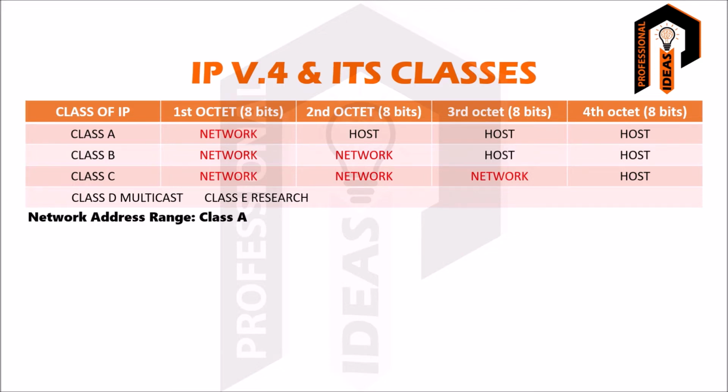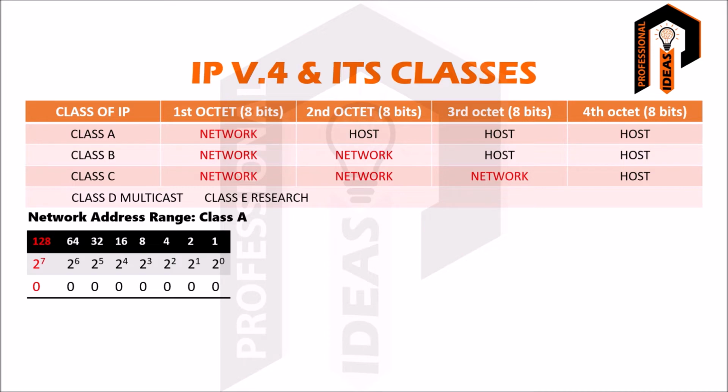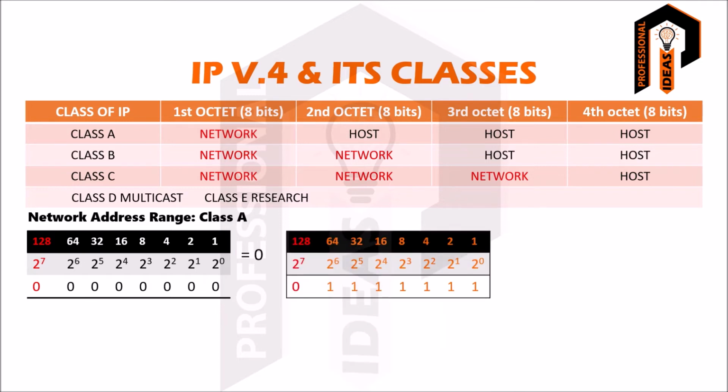Network address range of class A. The first bit of the first byte in a class A network address must always be off or 0. Consider the following example. As per the condition, the first bit of the first byte must always be off or 0. So if we turn the other 7 bits all off, we get 0. And then if we turn them all on, we get 127. So the range of class A network is 0 to 127.